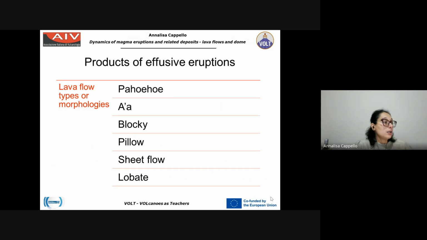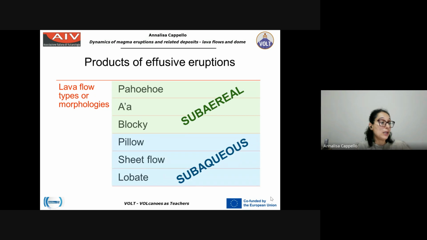Lava flow types or morphologies can be divided into these 6 classes: pahoehoe, aa, blocky lava, pillow lava, sheet flow, and lobate. The first 3 refer to the lava flows that are subaerial, so on the Earth, while pillow, sheet flow, and lobate refer to subaqueous eruptions. And now we'll see what the characteristics of this lava are.